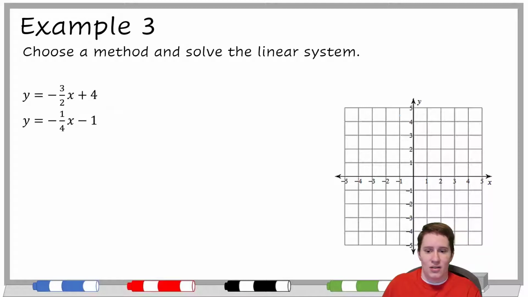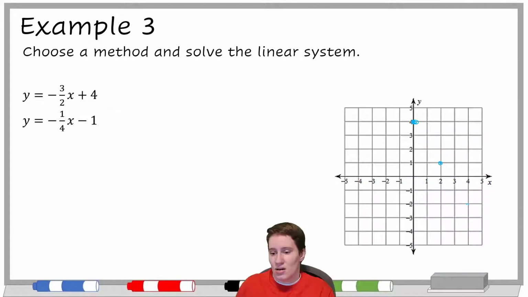So the first one starts at 4 and then goes down 3 and right 2. So remember to do a lot of points on the first line so you don't have to go back and make more points later. Then I'm going to graph y-intercept of -1 and go down 1 over 4, so they meet up right down here. And so our answer here is 4, -2.